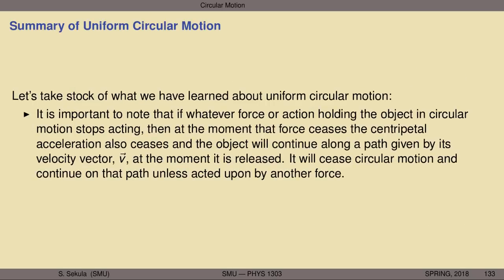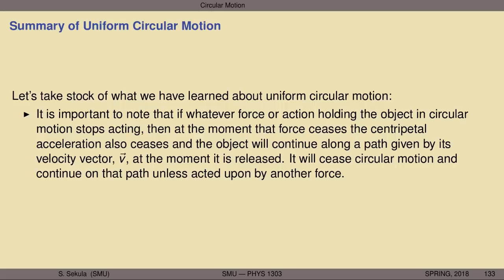And finally, let's look at one more aspect of this, and that is, what happens when the influence maintaining an object in circular motion stops acting? It is important to note that if that happens, if whatever force or influence or action that's keeping the object in the circular motion ceases to act, then at the very moment that the force stops, the centripetal acceleration also stops. And what does that mean for the motion of the object? Does the object keep whirling in a circle? Well, that's what people thought at one time, but if you do the experiment, and we're going to do the experiment in a moment, that is not what happens.